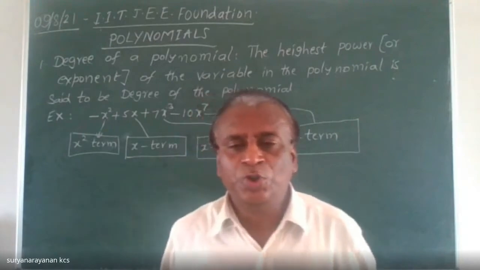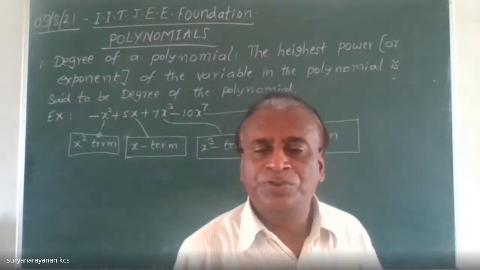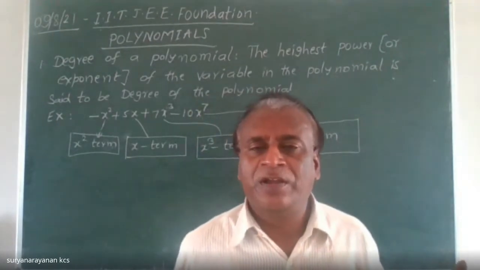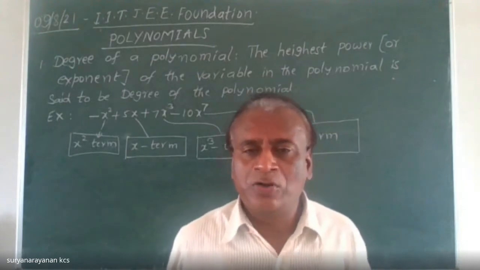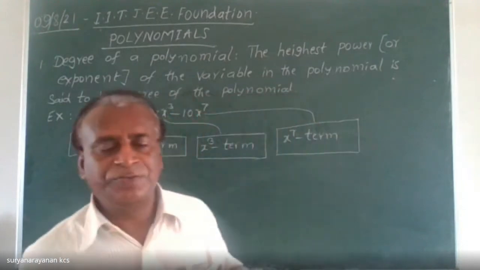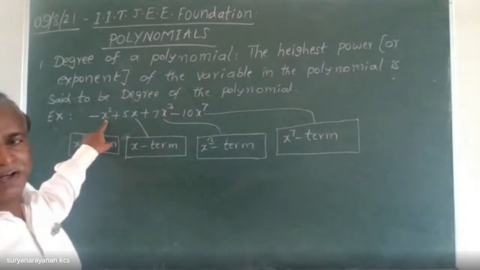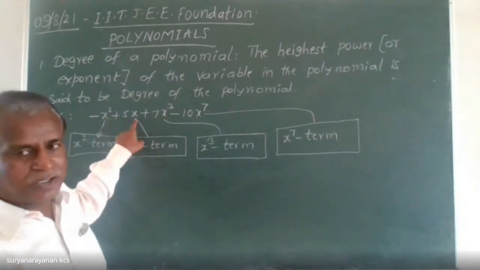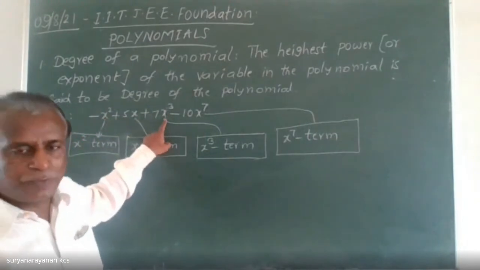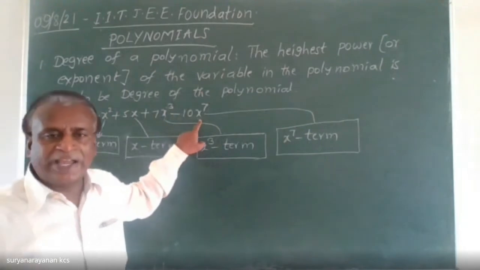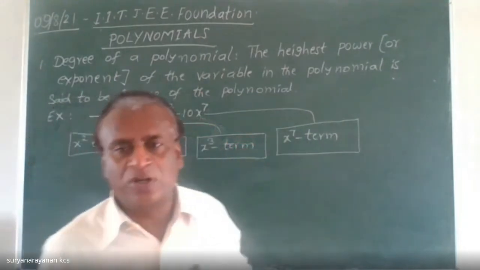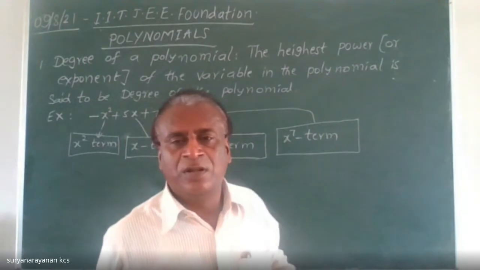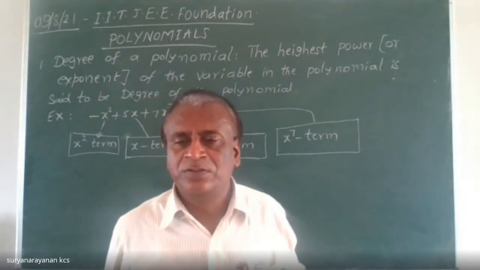First of all, you should learn how to read a term of a polynomial. This is x square term. This is called x term. This is called x cube term. And this is called x to the power of 7 term. Okay, my children. Understood this point?